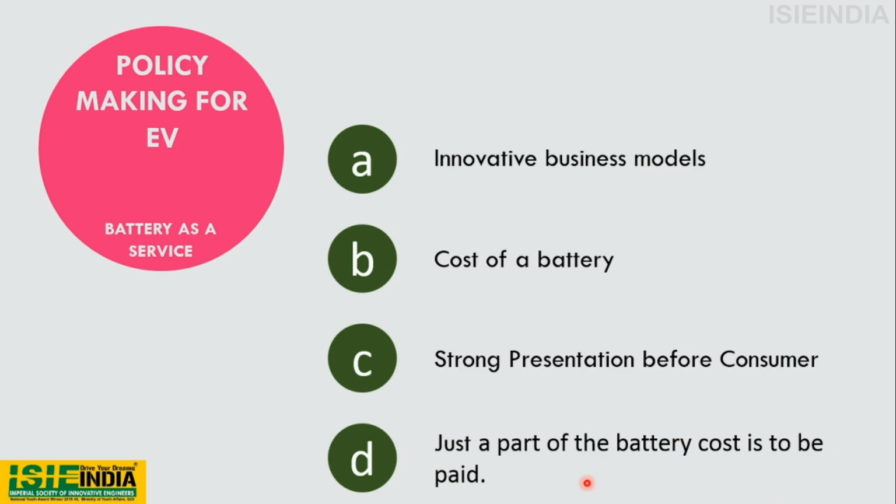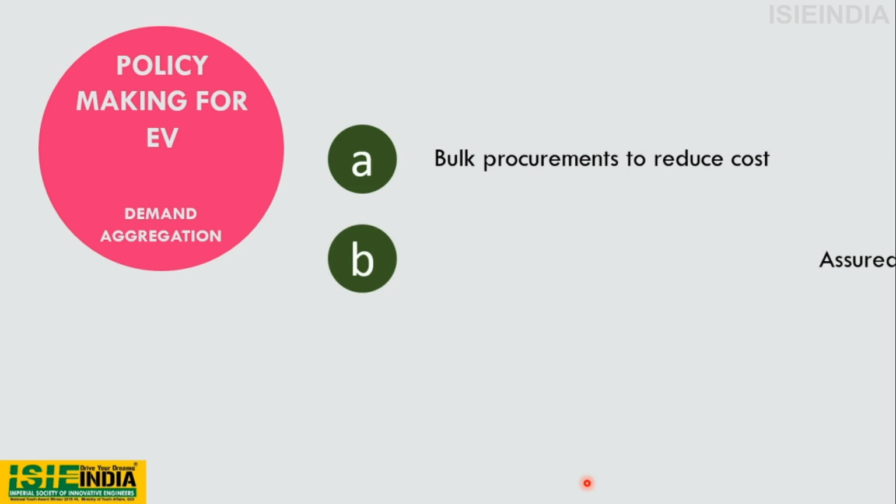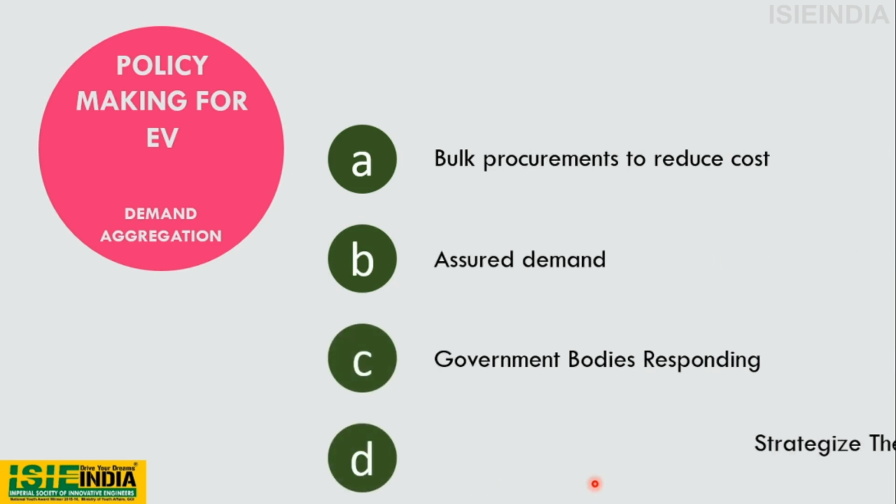cycle of the battery. Now in this slide we'll go through the major impact of reducing the cost of electric vehicles. The demand aggregation. Demand aggregation or bulk procurements reduce the cost and could help in creating further demand. Assured demand is important to attract private investments, and aggregation in case of government procurements and public transport could result in the assurance of demand.